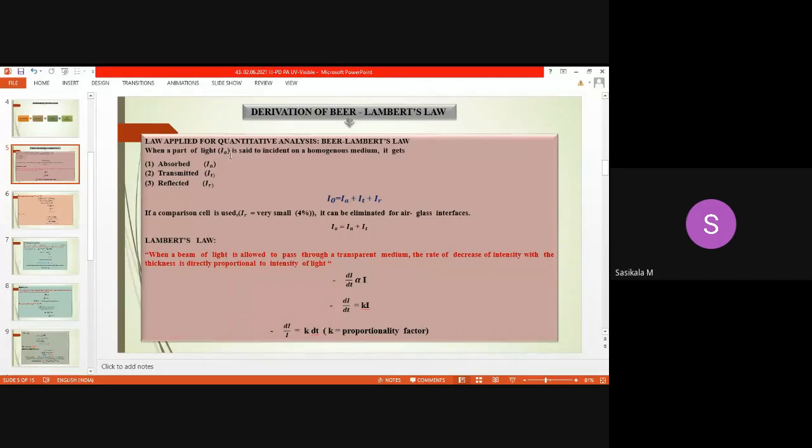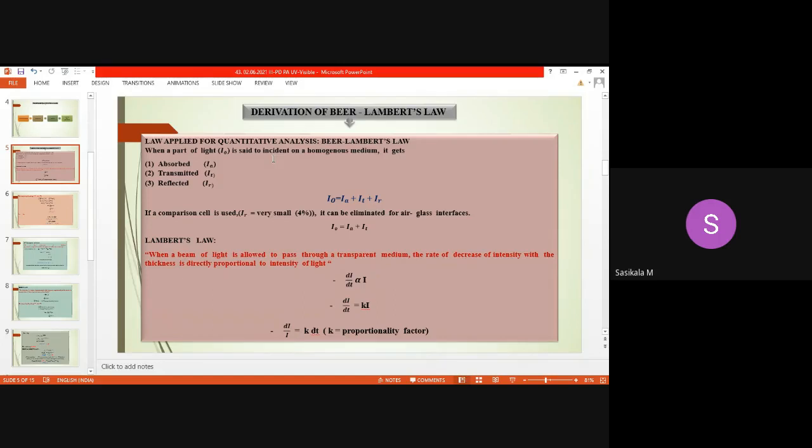When the intensity of light is incident on a homogeneous medium, homogeneous representing a monophasic solution, it gets either absorbed, transmitted or reflected. Absorbed radiation is given with intensity of A. A represents absorbed intensity, I represents intensity, and I0 here represents incident light. Incident means whatever intensity of radiation comes directly from the source.